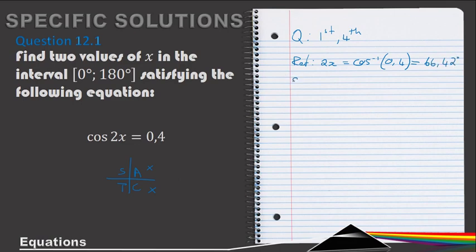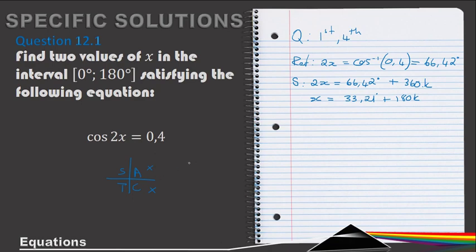Then to solve, first of all, let's start with the first quadrant. Since it's the first quadrant, it's simply my reference angle. So 2x is equal to 66.42 degrees plus 360k, since we are working with cos. And then to solve for this, I can just simply divide everything by 2. So x then is equal to 33.21 plus 180k. And that's my general solution for the first quadrant.